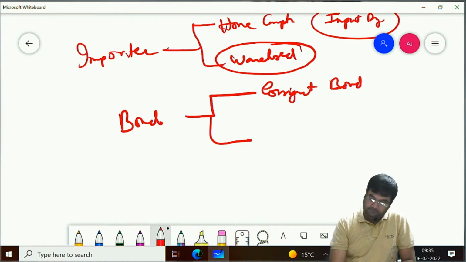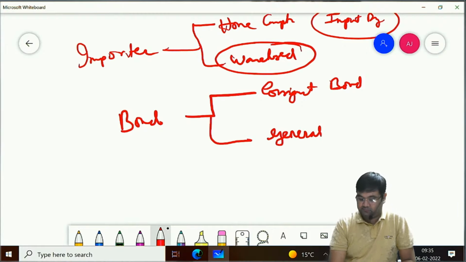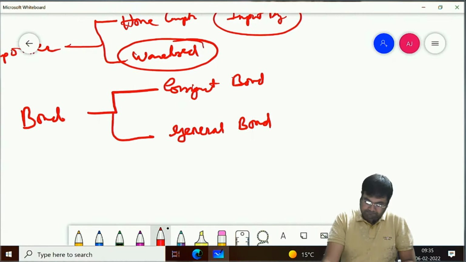Another one, general bond. First one is consignment bond. Another one, general bond. What is the difference between both the bonds?